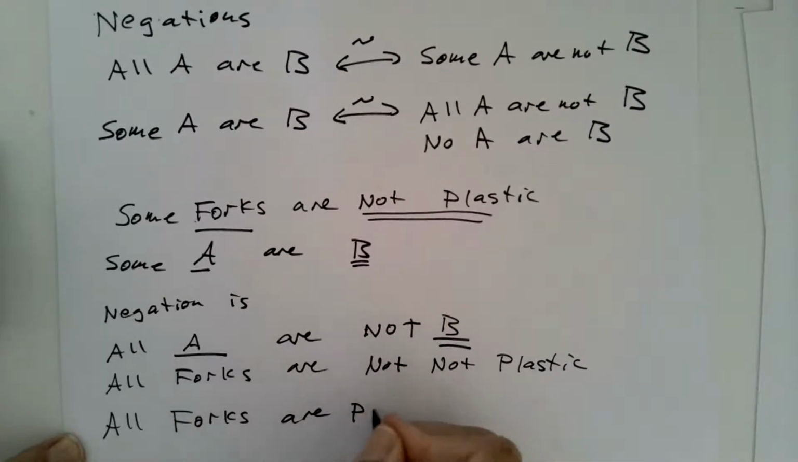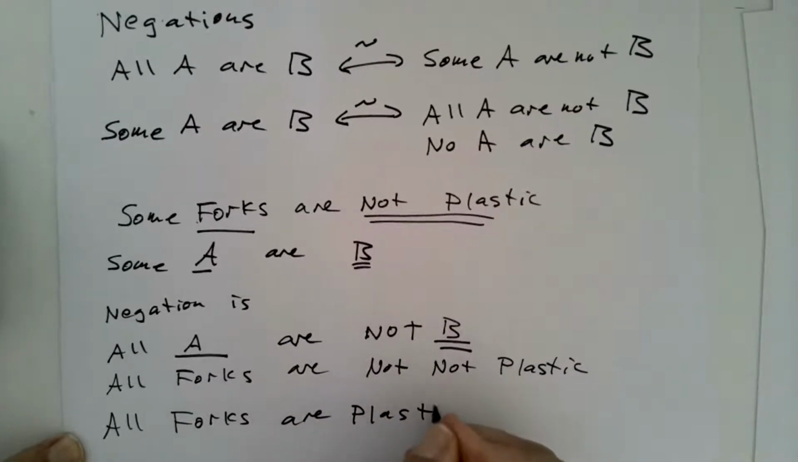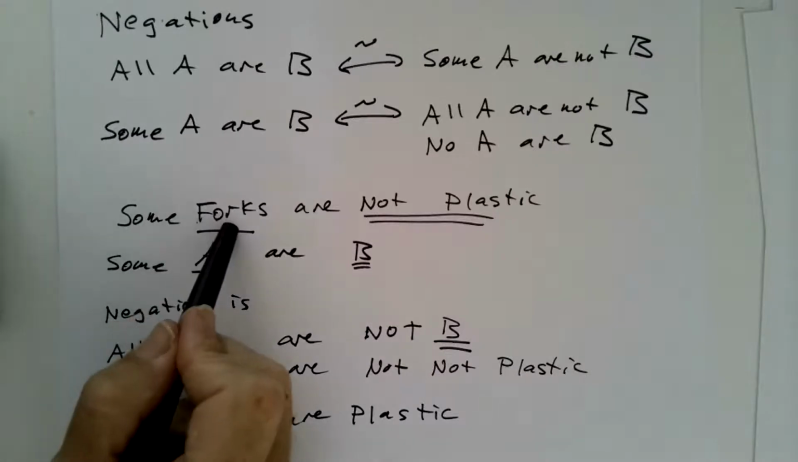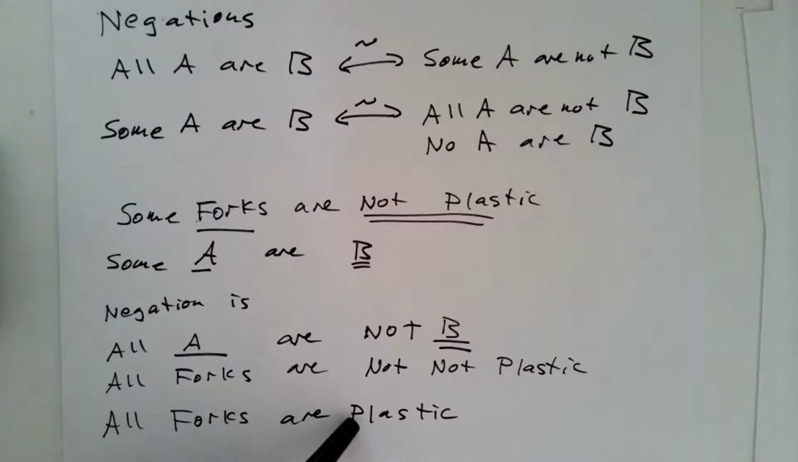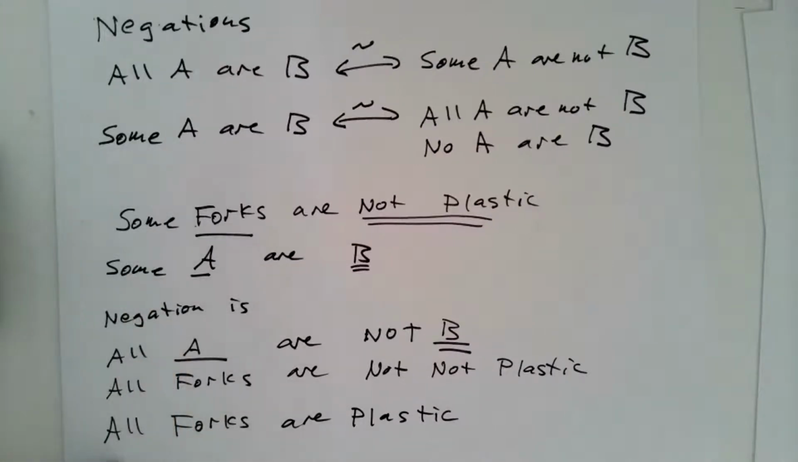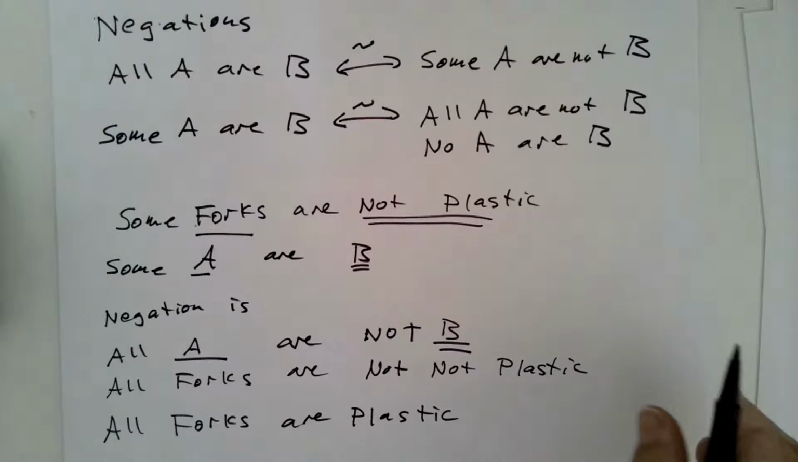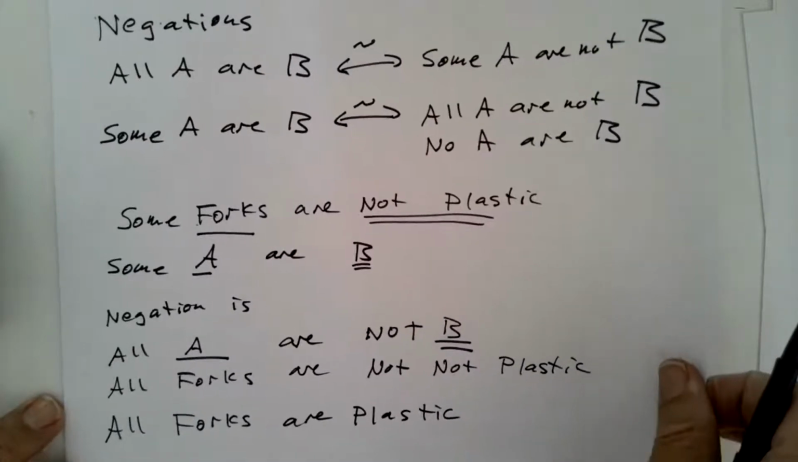I can just look in my kitchen and find some that are not plastic. I can also find some that are plastic. So in terms of the truth value, some forks are not plastic is a true statement. All forks are plastic is a false statement. Well, when you negate a true statement, it becomes false. If you negate a false statement, it should become true. And let's do one more similar to that.